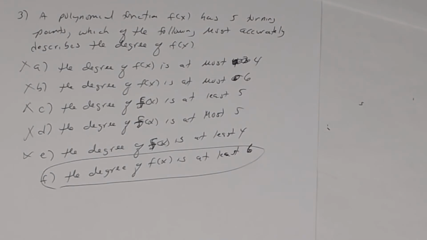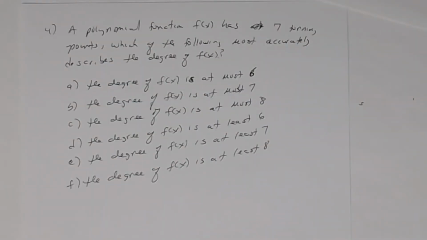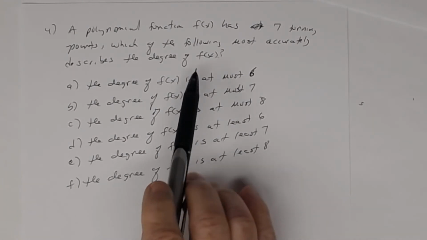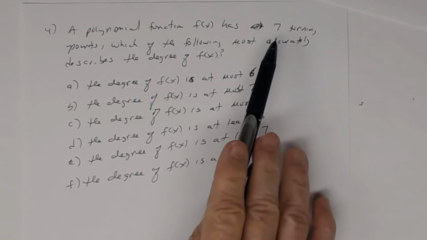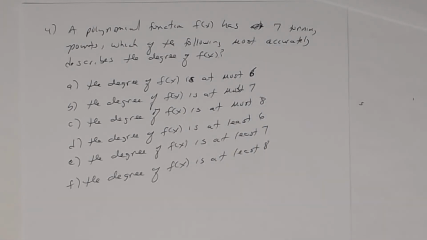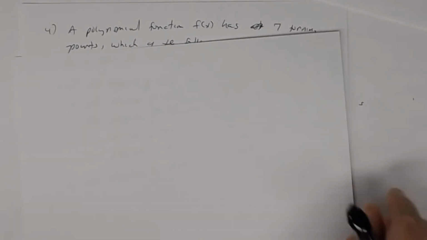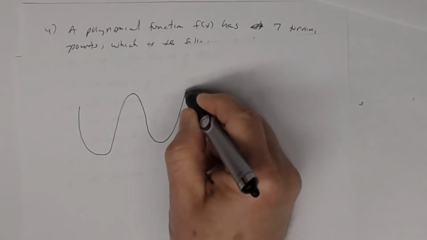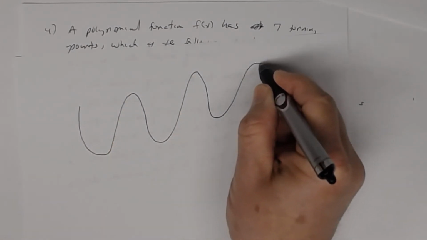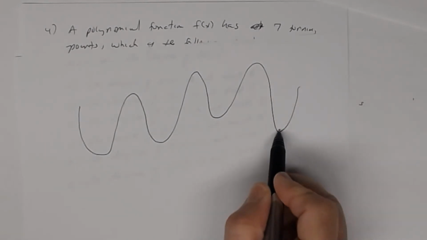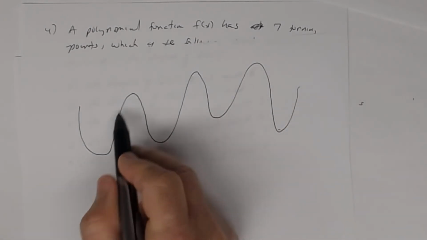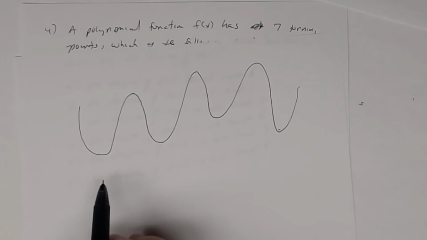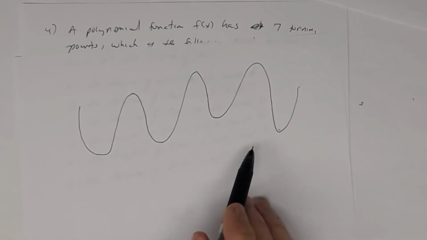Let's look at another one, number 4. All right, so in number 4, we're given that the polynomial function f of x has 7 turning points. So 1, 2, 3, 4, 5, 6, 7. So 7 turning points. I want to know what could be the degree of this polynomial.